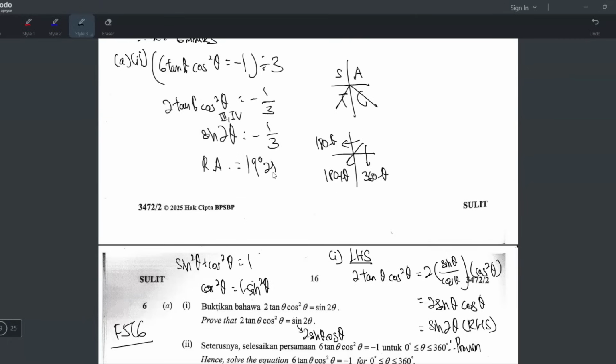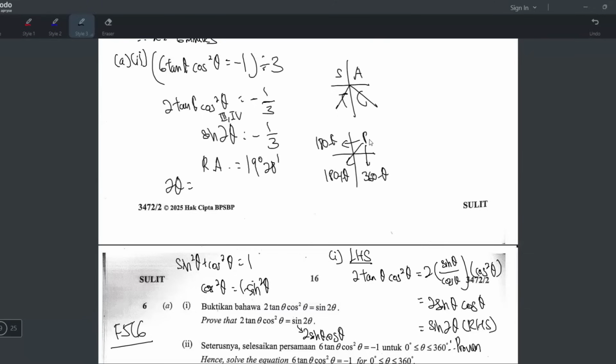Okay, so like that. For those students that want to write in decimal, you can also write 19.47, same also, up to you. After you get your RA, now you can find your theta. Actually, it's 2 theta. Yeah, 2 theta. And then now you convert to quadrant 3 and quadrant 4.